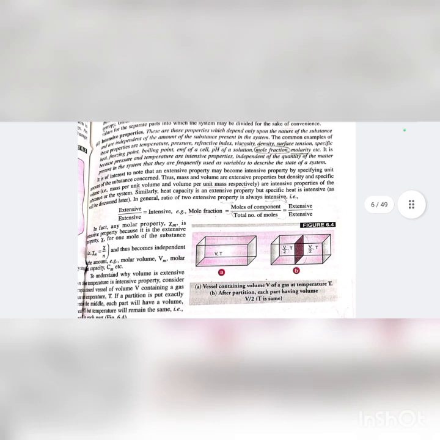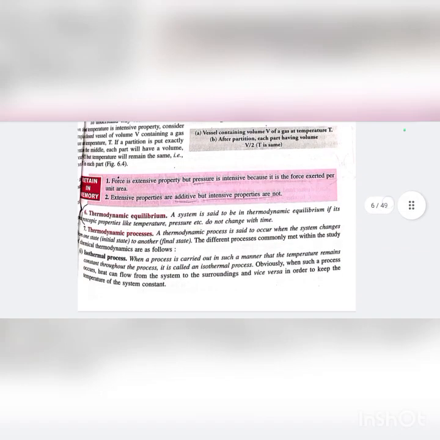It is interesting to note that an extensive property may become an intensive property by specifying the unit amount of the substance contained. Thus, mass and volume are extensive properties, but density and specific volume are intensive properties of the substance or the system. Similarly, heat capacity is an extensive property, but specific heat is an intensive property. In general, the ratio of two extensive properties is always intensive.